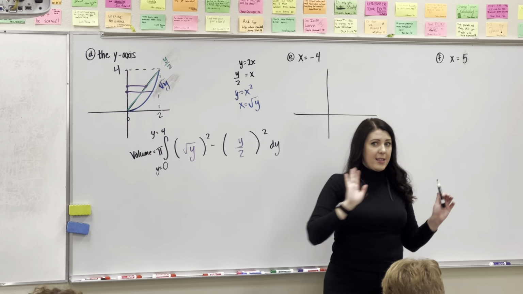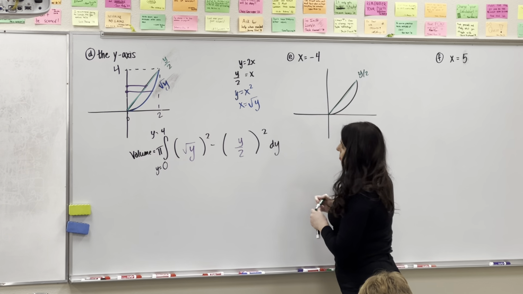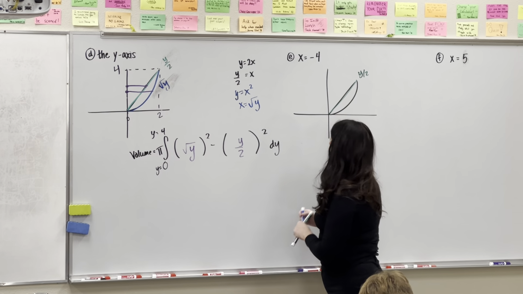Okay, so again, we're going to draw my functions here and here. Make sure you label them. We're going to label them in terms of y, like we just did on the last one. So the green one is y over 2. The blue one is the square root of y. This time we're rotating it about x equals -4. So x equals -4 is somewhere over here. You want to draw that line.